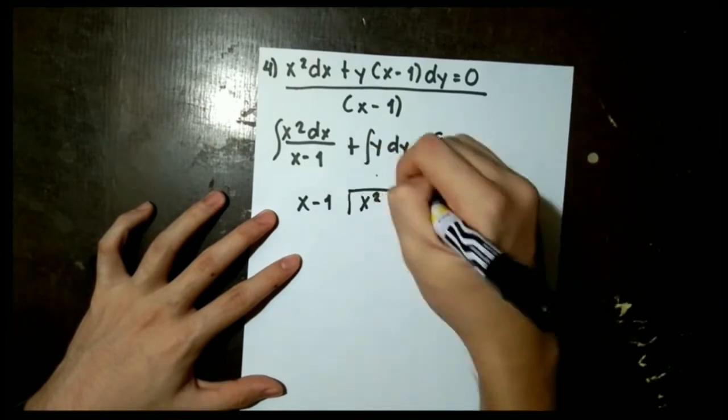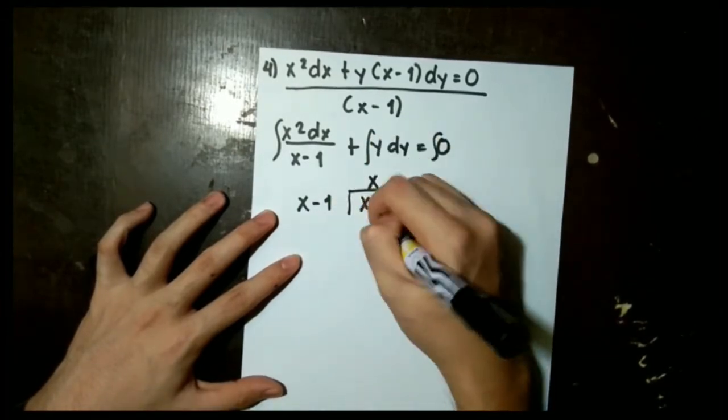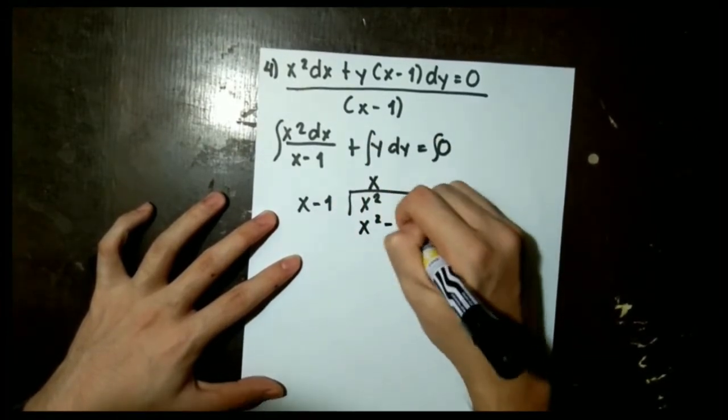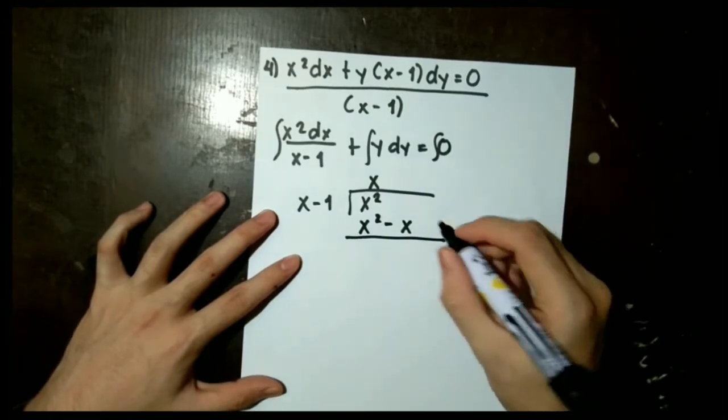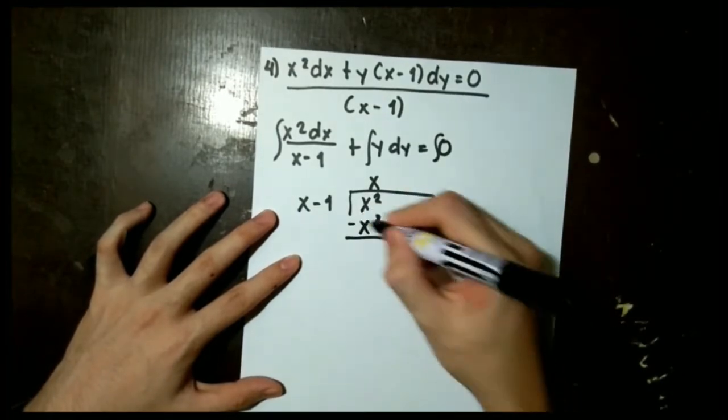x squared divided by x minus 1 is just x. So, x squared minus x. So, x squared minus x squared is 0.